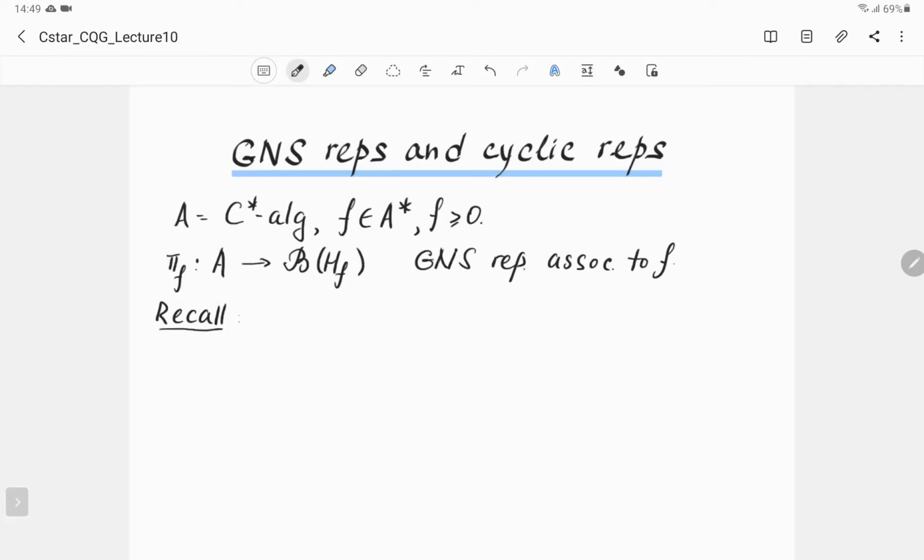So we have a canonical map, lambda f, from A to the Hilbert space HF, which takes each element A to the respective element in the quotient, A plus NF. So we recall that if we quotient out a suitable subspace of A, then the resulting quotient becomes an inner product space, and HF is just the completion of this inner product space.